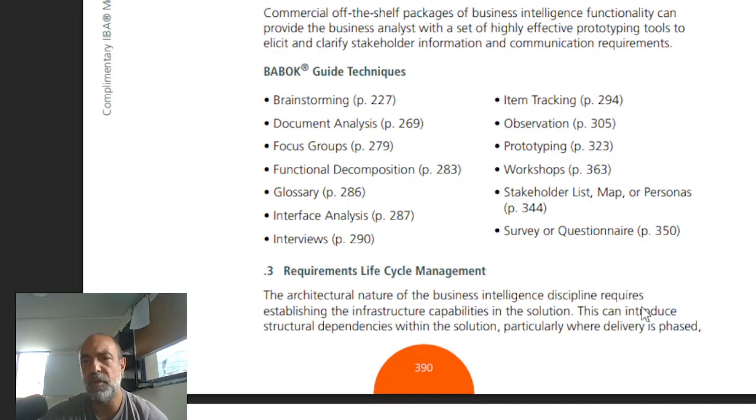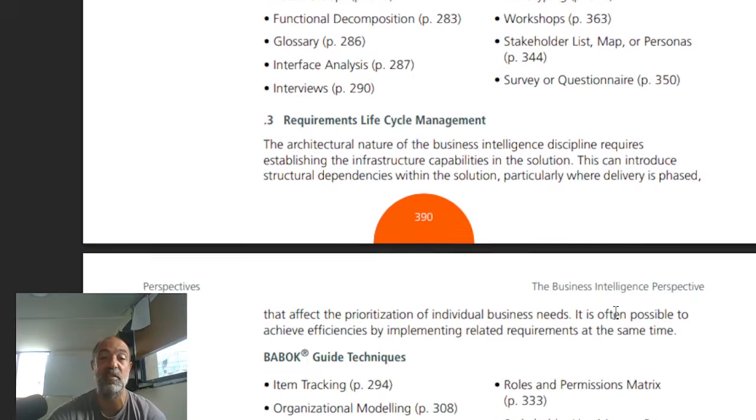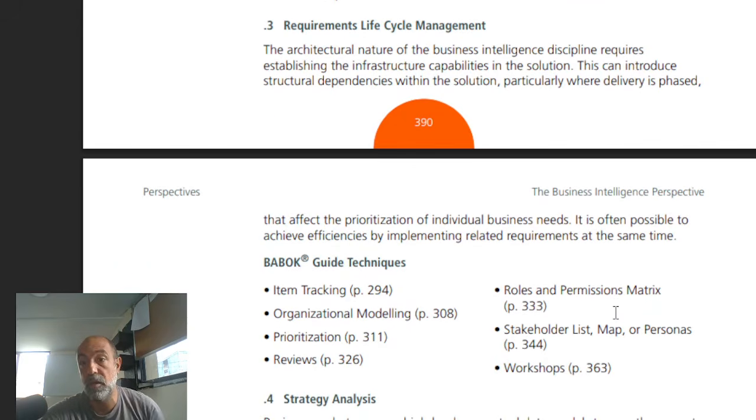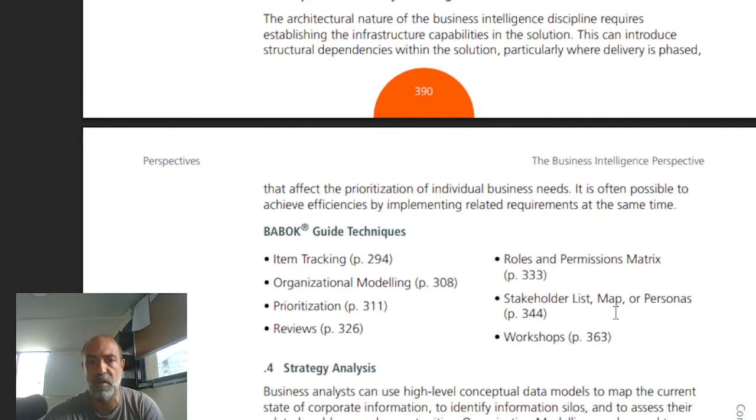Some of the techniques are brainstorming, tracking, observation, prototyping, workshop, stakeholders, glossary, function decomposition, interface analysis, interviews, all that kind of stuff. What about the requirements lifecycle? Well, the architectural nature of the business intelligence discipline requires establishing the infrastructure capabilities in the solution. And this includes structural dependencies within the solution, particularly where delivery is placed. So a business analyst says, okay, use this until this is done, or use this until this is done.